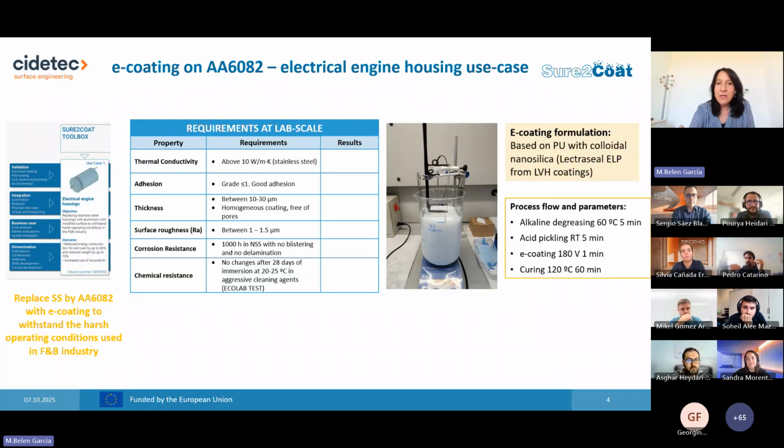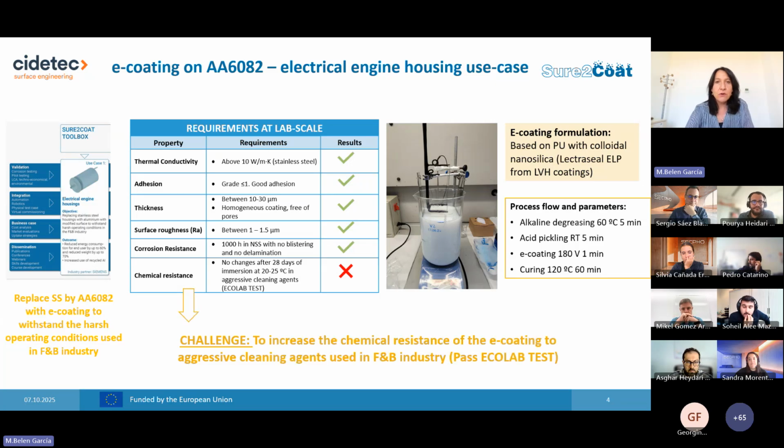So we applied the anaphoretic deposition process to this 6082 aluminum alloy. We characterized the properties of these requirements, and we fulfilled most of them, but not the requirement about chemical resistance. So our challenge here in Sur2Coat and in this use case was to increase the chemical resistance of the coating to aggressive cleaning agents used in the food and beverage industry. So we need to pass the Ecolab test.